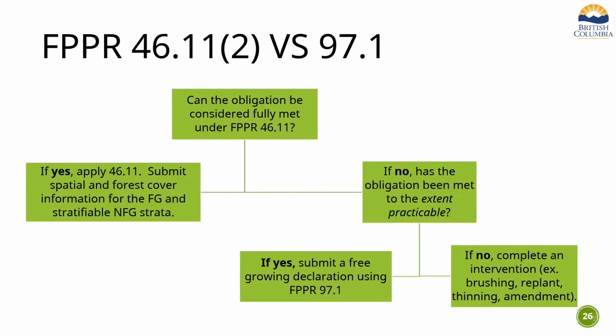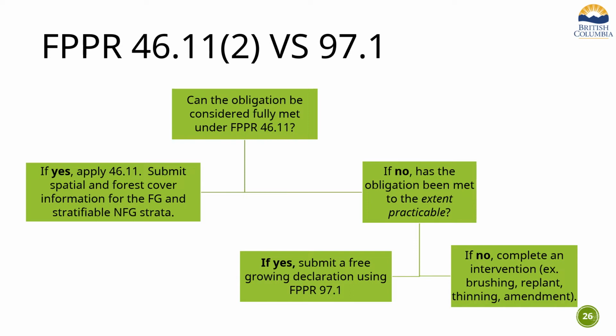Okay, while we're thinking about prioritization, I want to quickly touch on FPPR 97.1. With 97.1, you can be relieved of your obligation even where it has not been fully met. It should not be used if the obligation can be considered fully met under FPPR 46.11. It should always be your first consideration. If you can meet free growing with 46.11, then make sure to submit spatial and forest cover information for both the free growing and non-free growing strata, though the overall SU is considered FG.